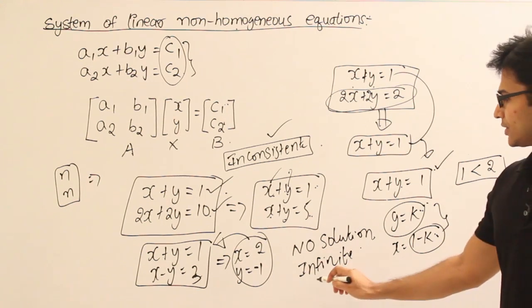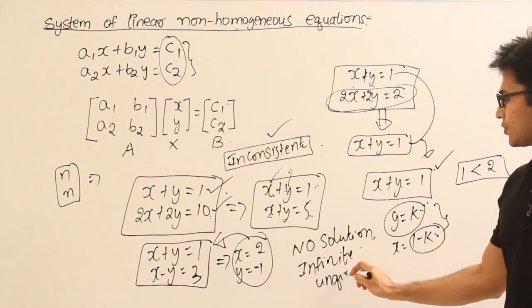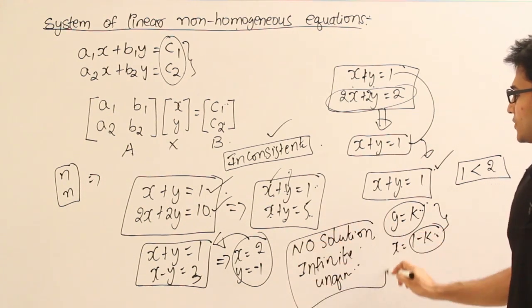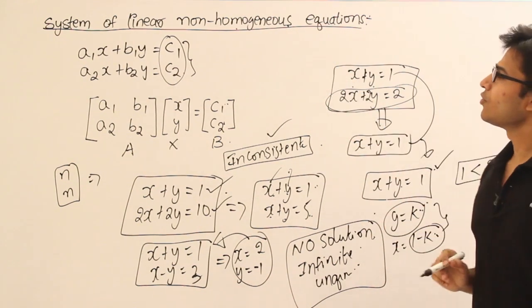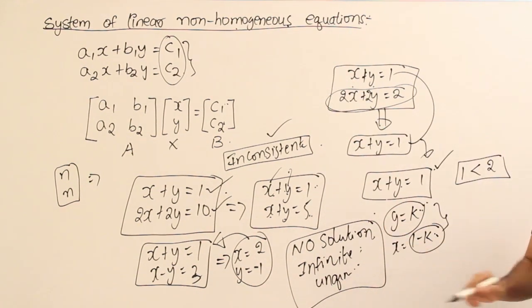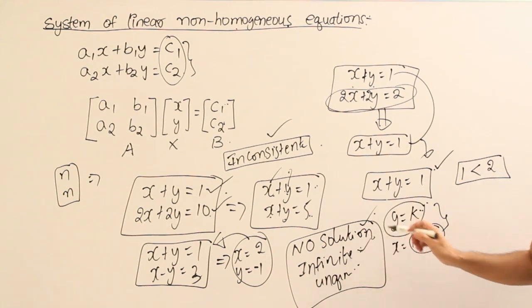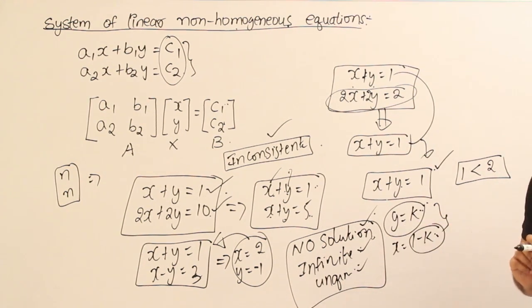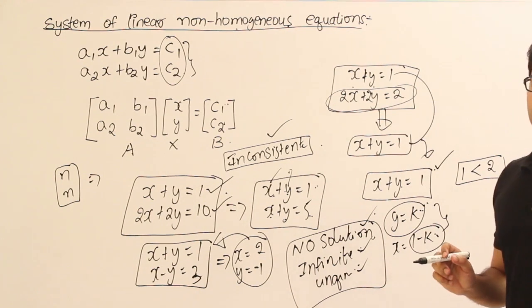So what does it mean? There can be a chance of unique solution. So what I mean to say is, coming to these non-homogeneous equations, we have these three cases. One is no solution, one is infinite number of solutions, and the other is unique solution. So I hope that you got the difference.